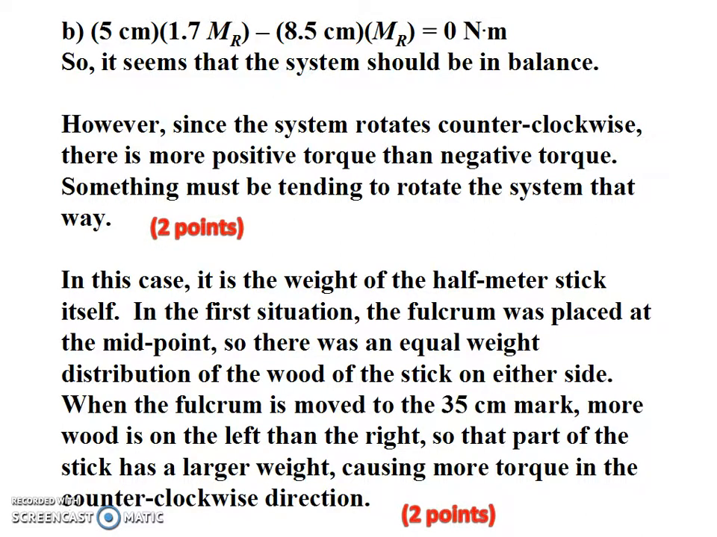When it was at the midpoint, the weight of it passed right through the fulcrum, and so offered no torque to the system. But now, it's moved off center. It's on the 35 centimeter mark, so there's more wood on the left than on the right, so that part is providing a weight force that is not opposed by the normal force, or is not through the pivot point, and so it's going to cause more torque in that counterclockwise direction. The whole system will be out of balance. It will rotate and accelerate in the counterclockwise orientation.